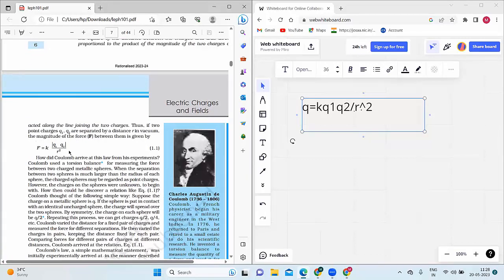If both the charges have the same sign, like if both the charges are positive or both negative, then the force between the two objects will be a repulsive force. If the charges are opposite in nature, meaning one is a positive charge and the other is a negative charge, then the force between the two charges is attractive.